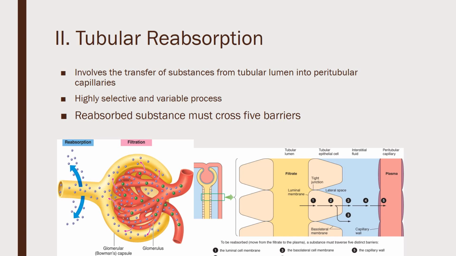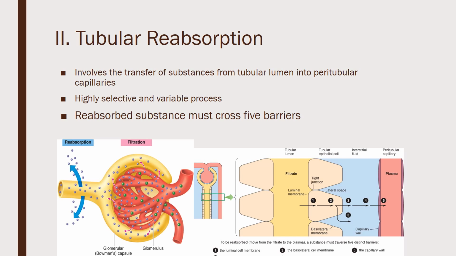Filtration, this is where we have return of filtered molecules to the blood, and so 85% of reabsorption occurs in the proximal tubule and the descending loop of Henle for the nephron. Okay, so with the filtration, this must leave the tubular fluid by crossing the luminal membrane of the tubular cells.